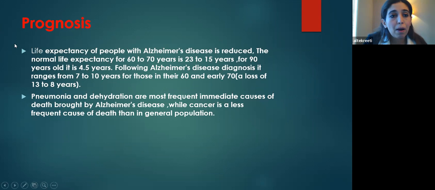So we're going to talk about the prognosis of this disease. The life expectancy of people with Alzheimer's is reduced. The normal life expectancy for ages 60 to 70 is 23 to 15 years. For 90 years old, it's 4.5 years. Following Alzheimer's diagnosis, it ranges from 7 to 10 years for those in their 60s and early 70s. The main causes of death in patients with Alzheimer's are usually related to pneumonia and dehydration, the most frequent immediate causes of death brought on by Alzheimer's, while cancer is a less frequent cause of death than in the general population.